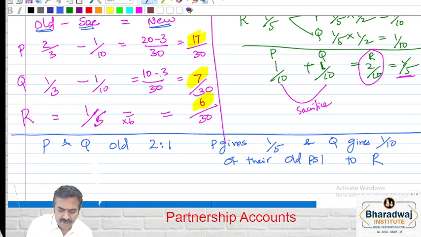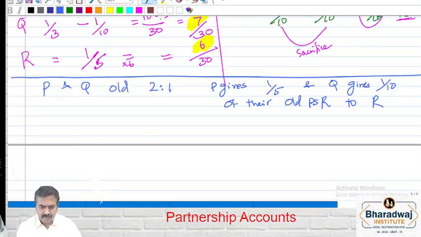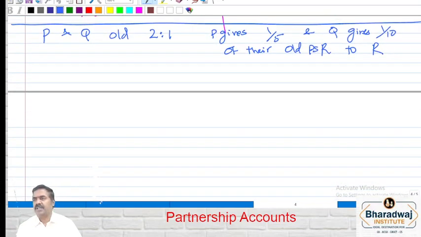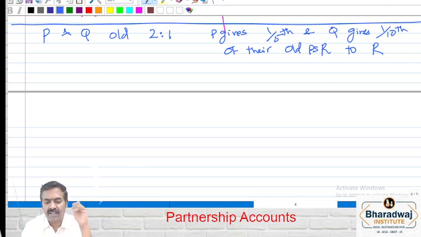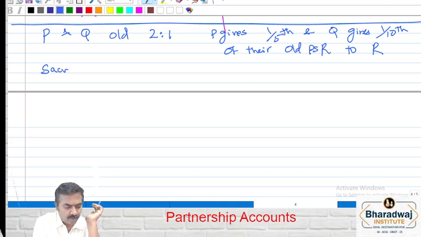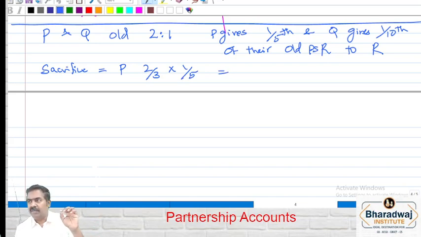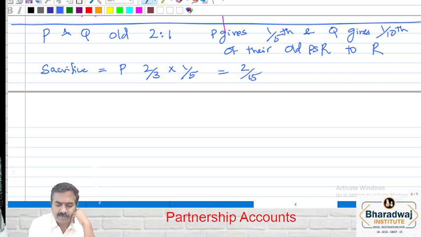Old profit sharing ratio to R. Pay attention. P gives how much? 1/5. P gives 1/5. Q gives 1 by 10th of their respective old ratio in favor of R. Now we have to first work out sacrifice. Sacrifice by P: 2/3 into 1 by 5. Let us see, I am giving away 2/3 into 1 by 5, which will be 2 by 15.